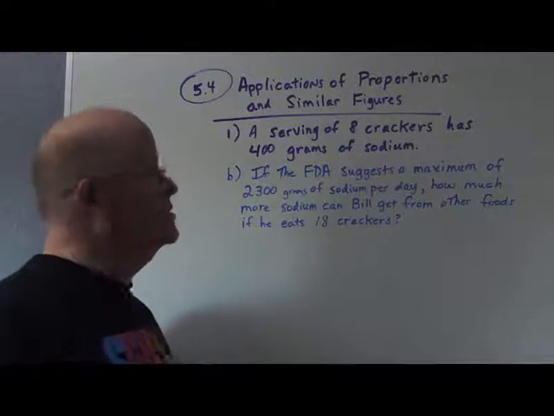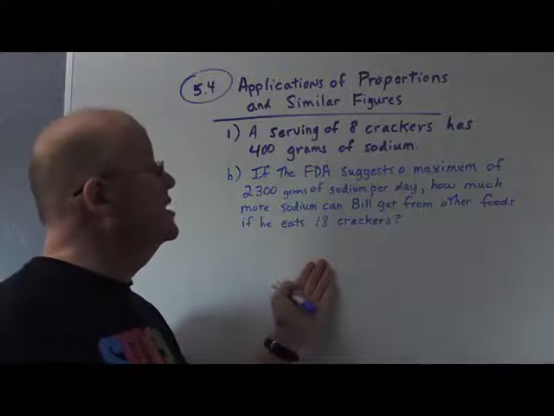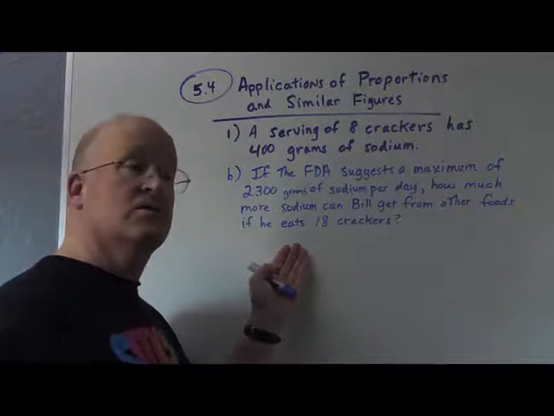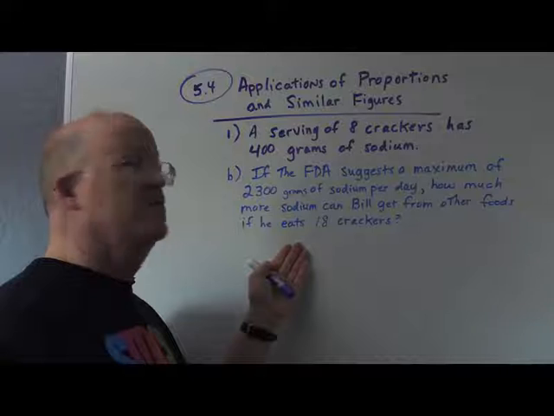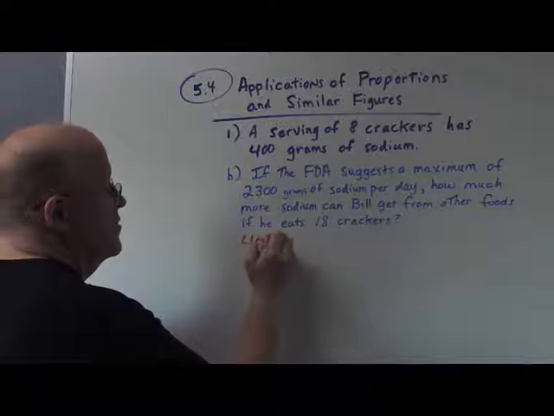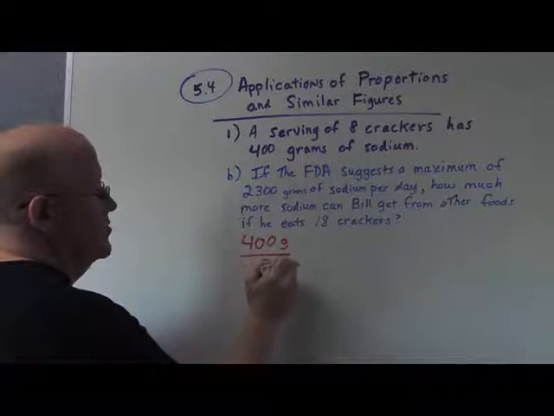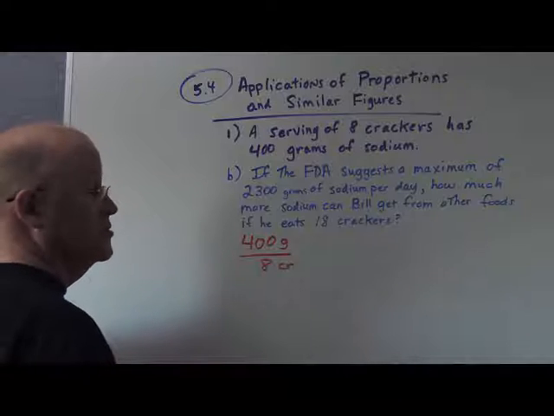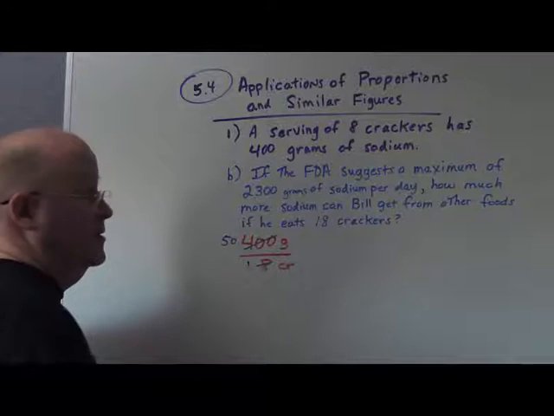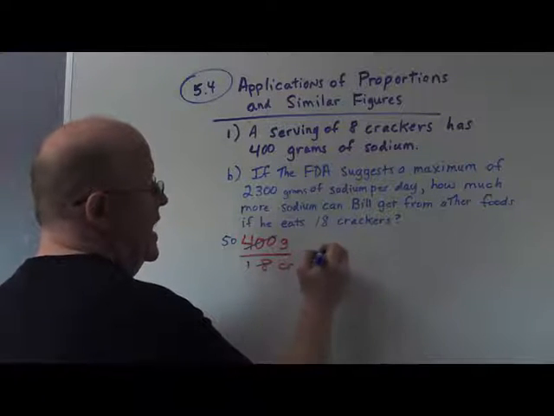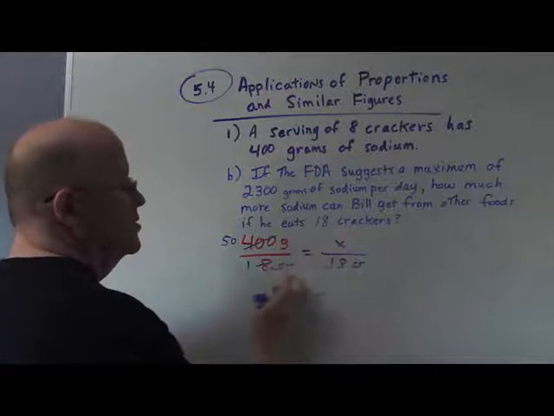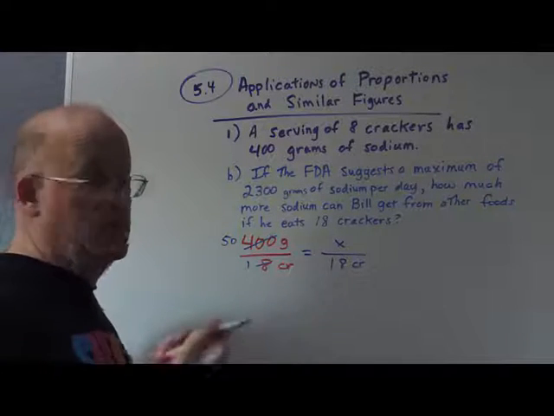Now we have a second part to this problem. If the FDA suggests a maximum of 2,300 grams of sodium per day, how much more sodium can Bill get from other foods if he eats 18 crackers? Well, we already know that 400 grams of sodium are contained in 8 crackers. And we've also reduced that in part A to 50 grams of sodium in 1 cracker. We need to find out how many grams of sodium there will be in 18 crackers so that we have our units lined up.